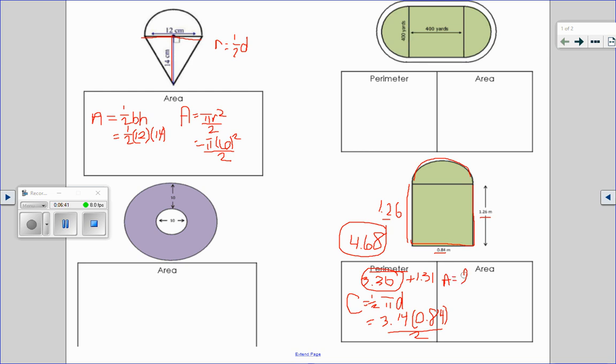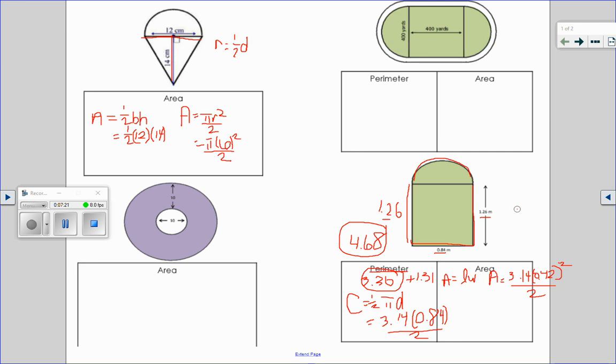So we have length times width, and then we have the area of a semicircle, so don't forget to take half. So I'm going to use 3.14, and then I need to do pi r. My original number is 0.84, and to find the radius you have to divide by 2, so it's 0.42. And then you need to divide it by 2 because it's half a semicircle. Oh, and I forgot my square, pi r squared.